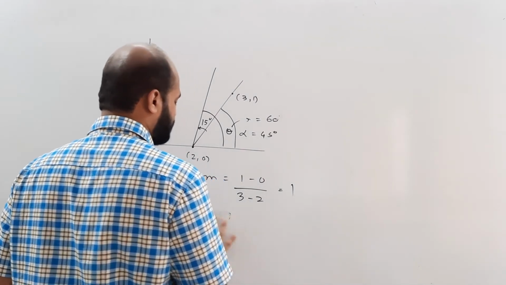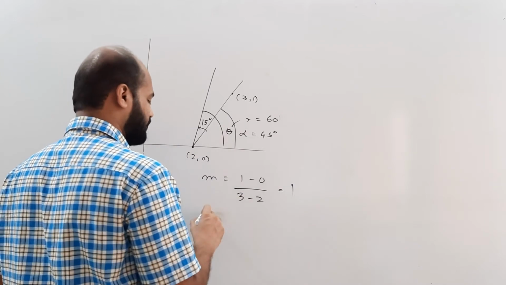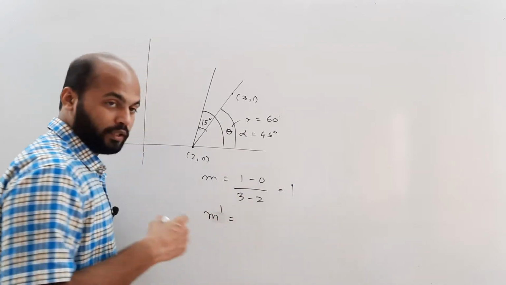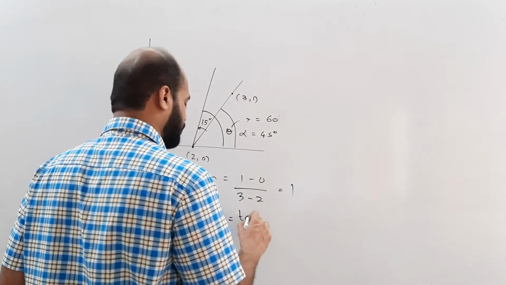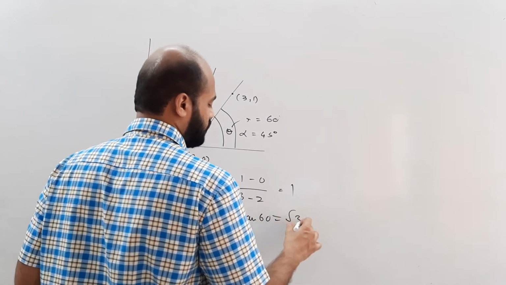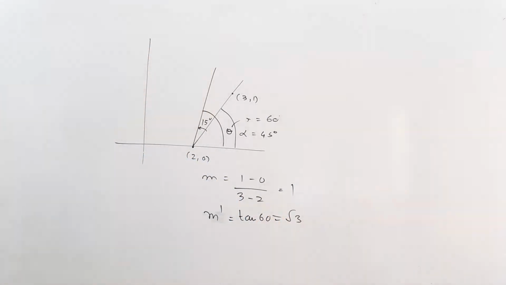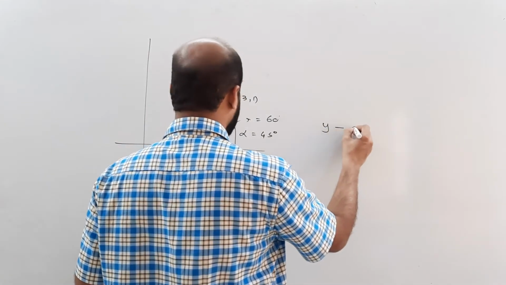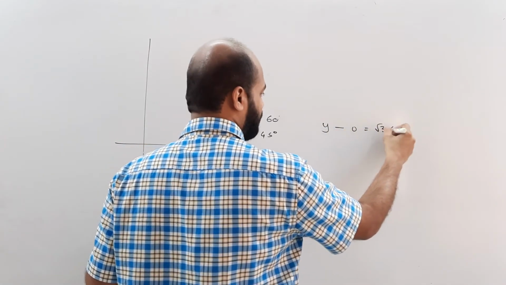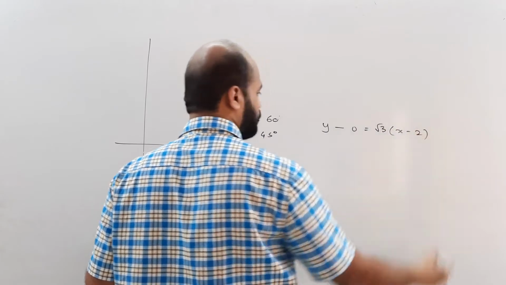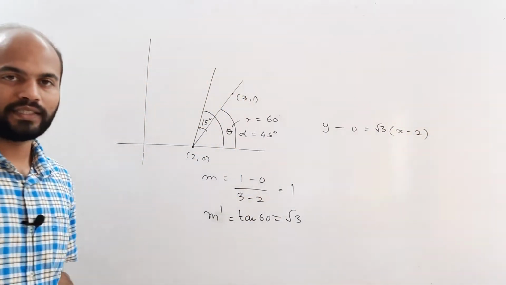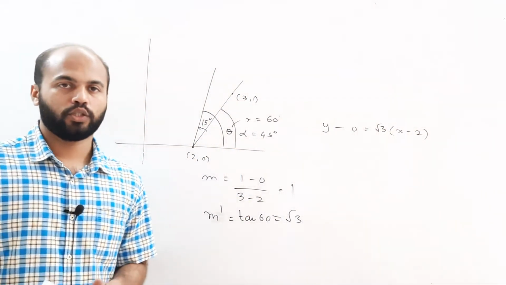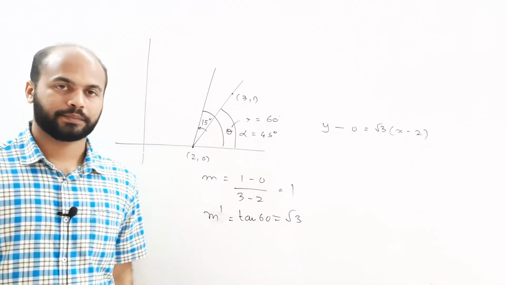once we find this, we know the slope of the other line as well. m dash, that is the new slope, is going to be tan 60, which is root 3. Now we can very well write the equation of this line as y minus 0 is equal to root 3 times (x minus 2). So when we open this equation, we will get the new equation of the line.